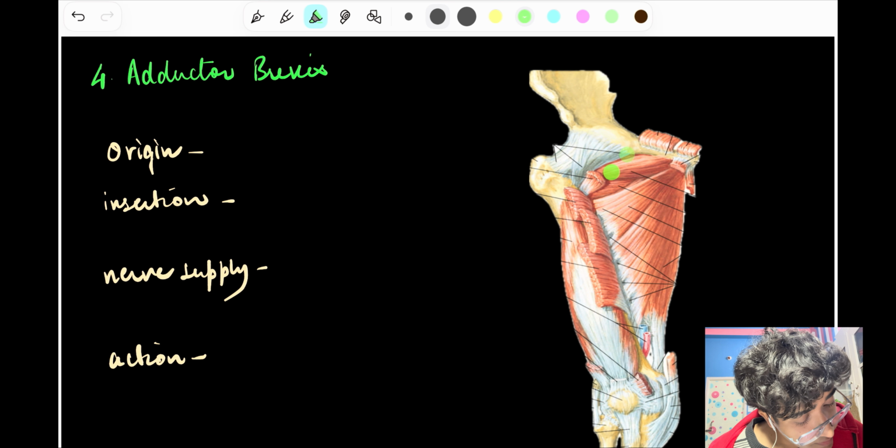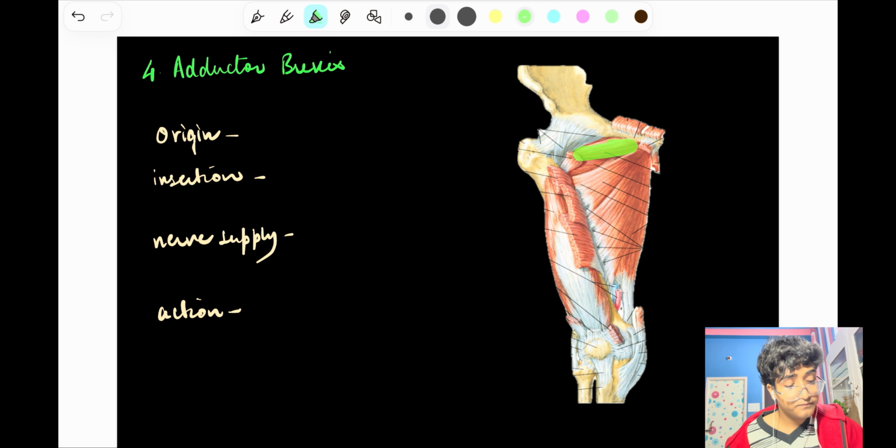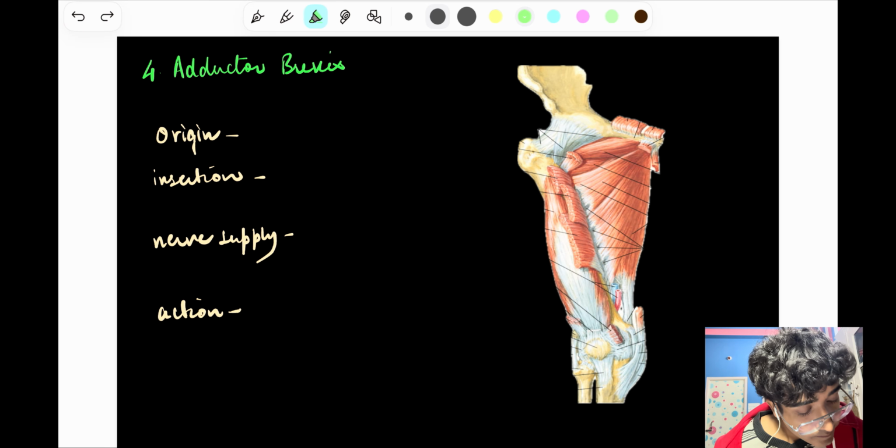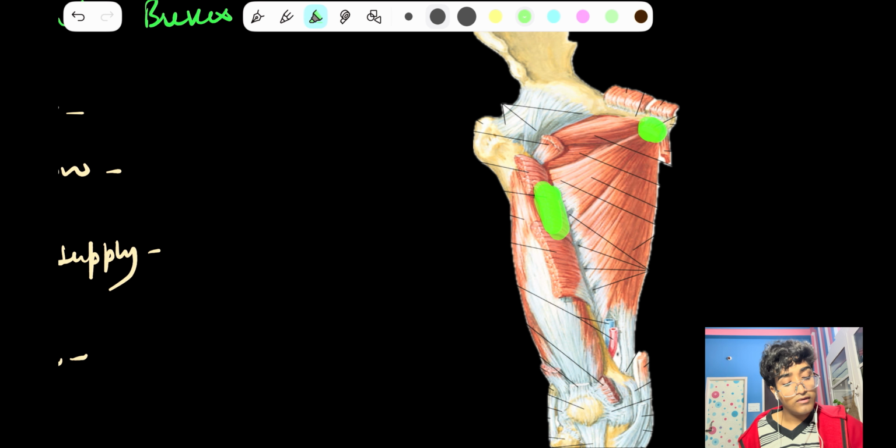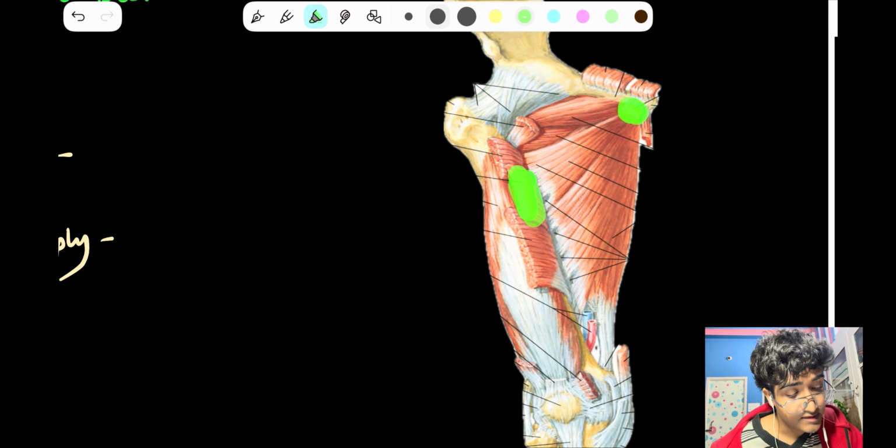This muscle is your adductor brevis muscle. This cut muscle, the muscle which is cut here, is the adductor brevis muscle. It lies just below the adductor longus muscle, adductor longus and the pectineus muscles.